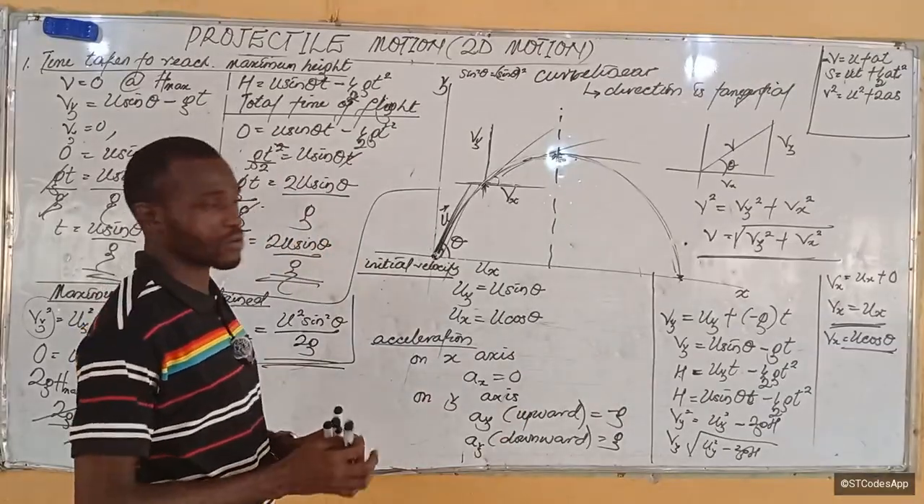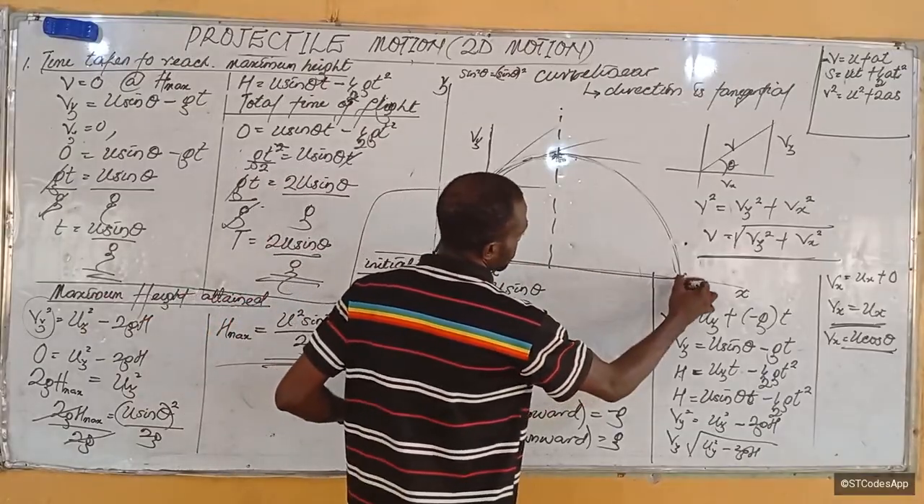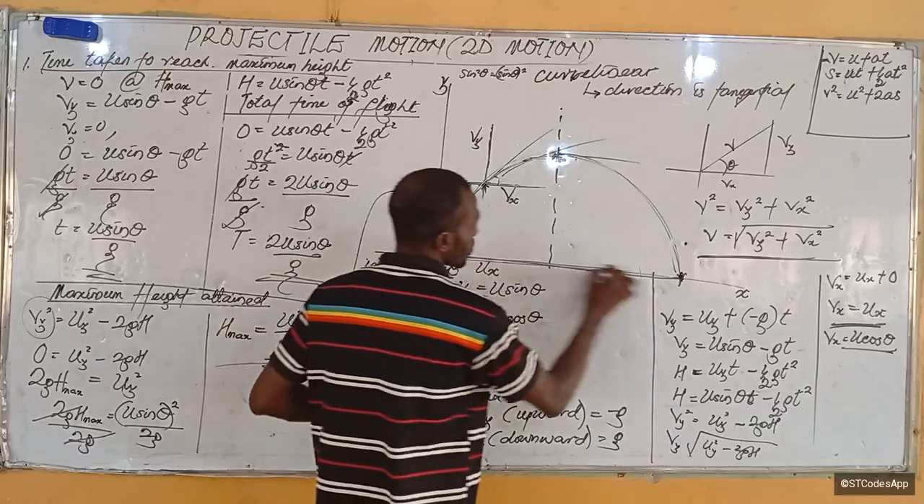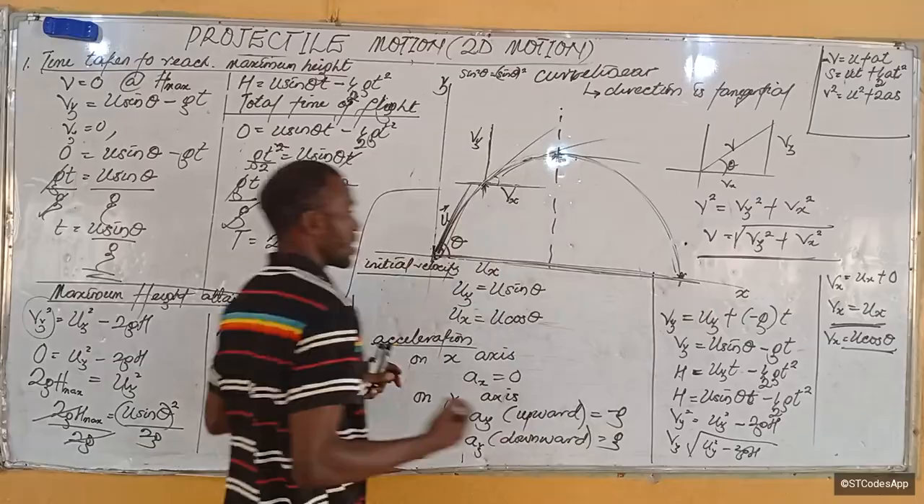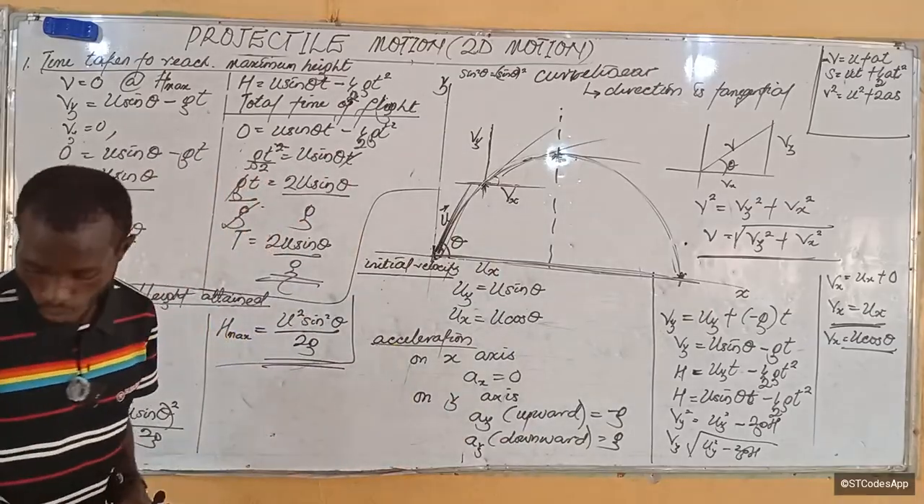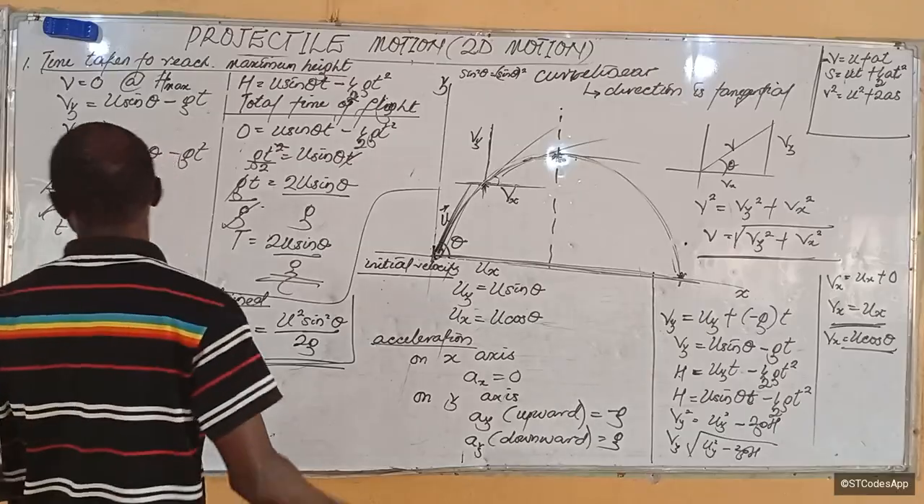Now, the next thing I want to calculate is, what is the maximum horizontal distance reached? Maximum horizontal distance reached, or range covered. We call it range. Is that clear? So what is the horizontal distance covered, or what is the range?